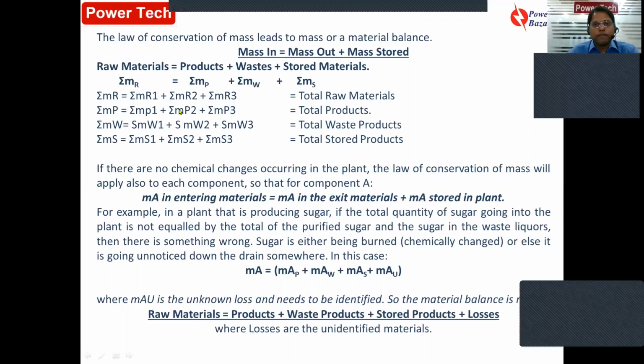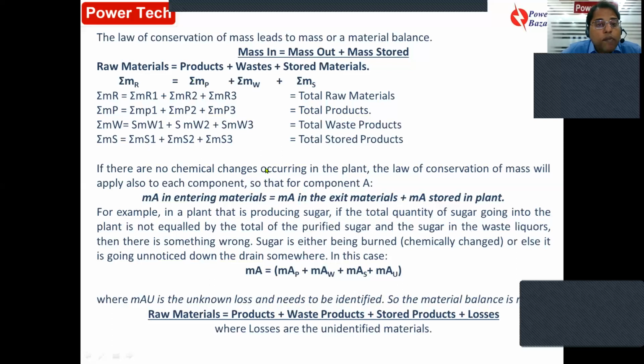Similarly, there will be many products: product 1, product 2, product 3. These are total products. Waste, there will be a number of wastes, so W1, W2, W3, total waste products. Similarly, stored products are S1, S2, and S3. So what is the principle? Total raw material is equal to total product plus total waste plus total stored materials.